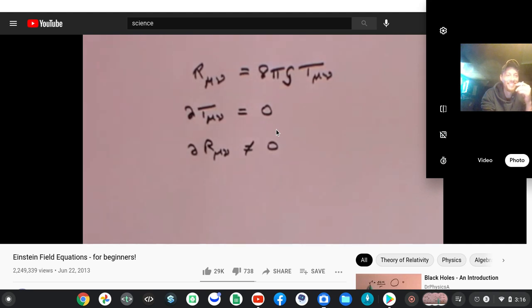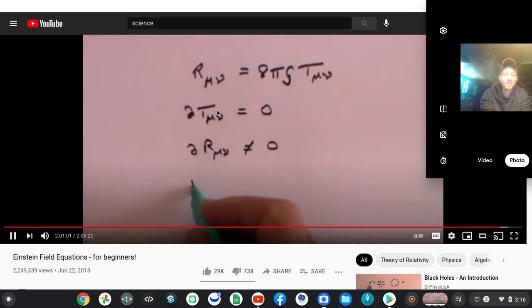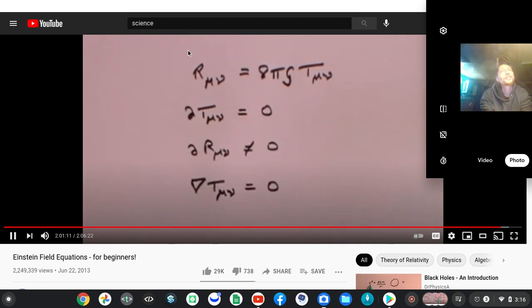Bear in mind that when we're talking about general relativity and field equations, we must never do ordinary derivatives. You will come unstuck. We must always use the covariant derivative. So we've got that the covariant derivative of the energy side is just 0.